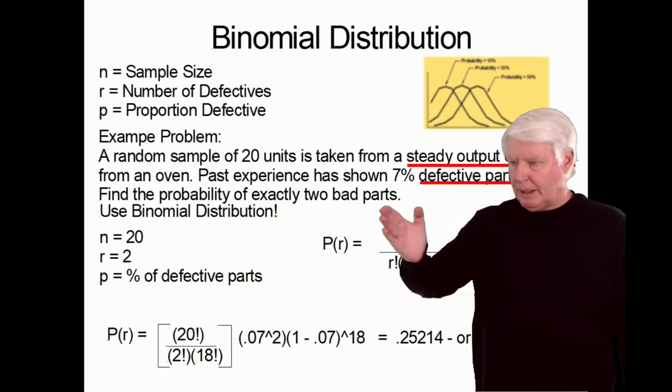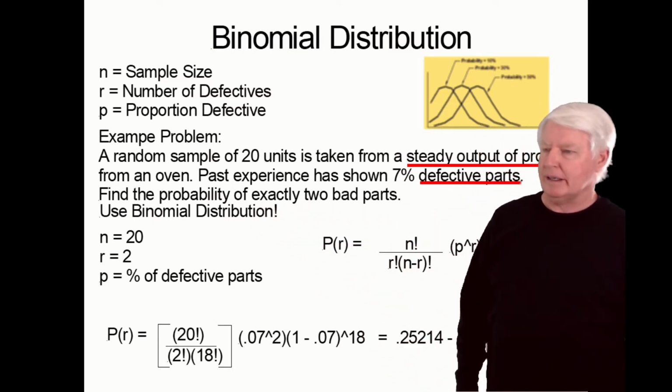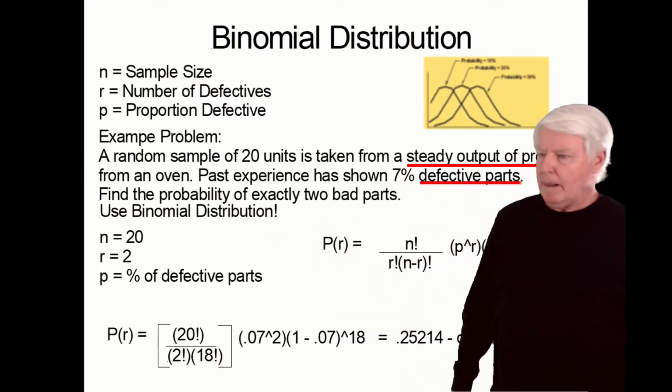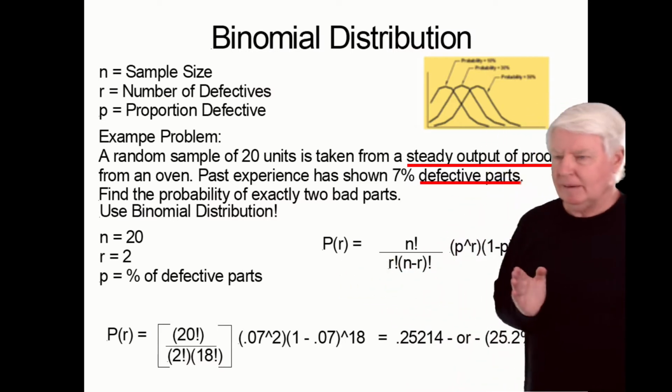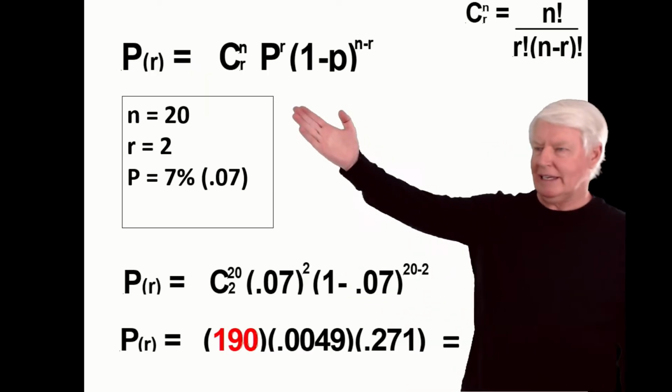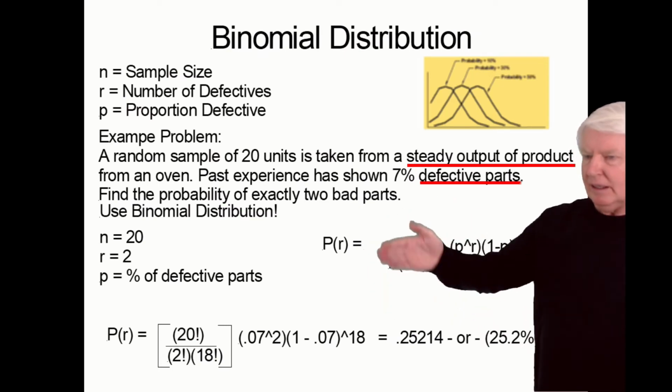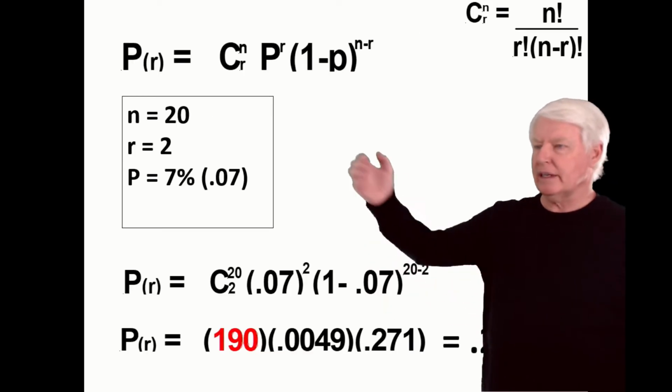Find the probability of exactly two bad parts. Okay? Use the binomial distribution as we mentioned. And this is the formula. This is another way of stating it right here. This is the combination formula, but usually they put it in this format.